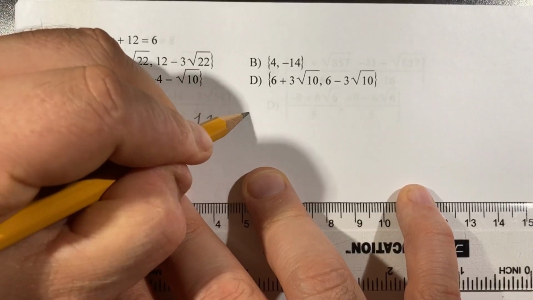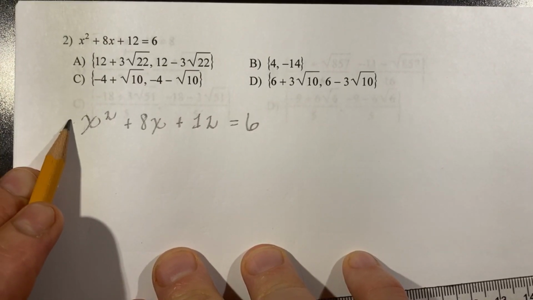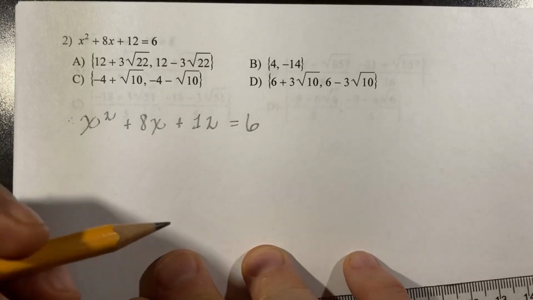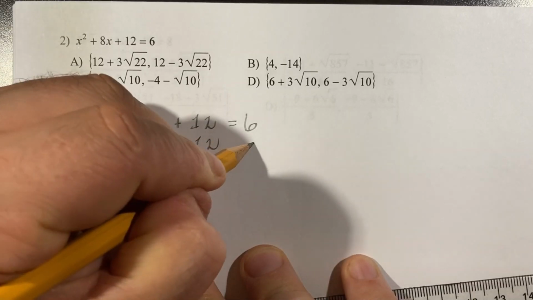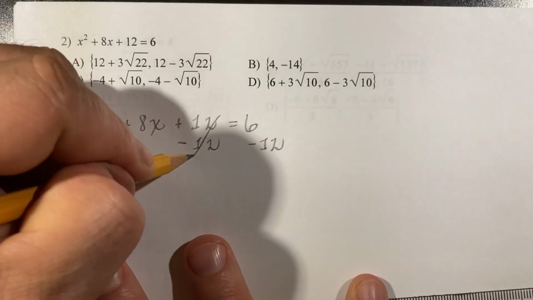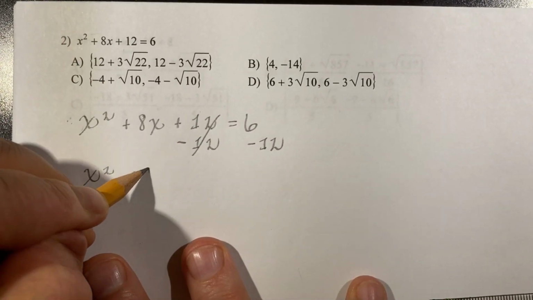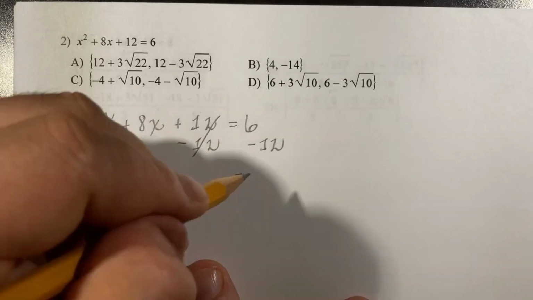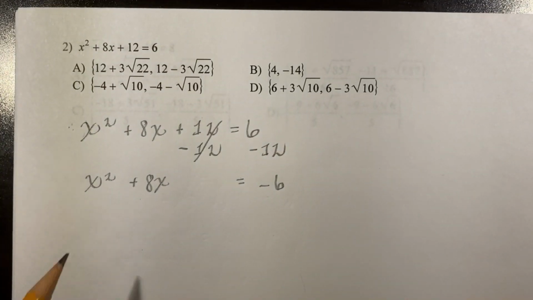equals 6. Now the first thing you always want to do is make sure there's no leading coefficient here. If there was one, you'd have to divide every term by it before you begin this process. Then you're going to subtract 12 from both sides, because we always start by subtracting the constant from both sides. And you have x squared plus 8x equals 6 minus 12, which is negative 6. Okay, now the fun begins.